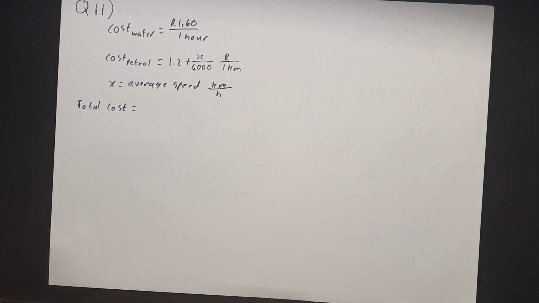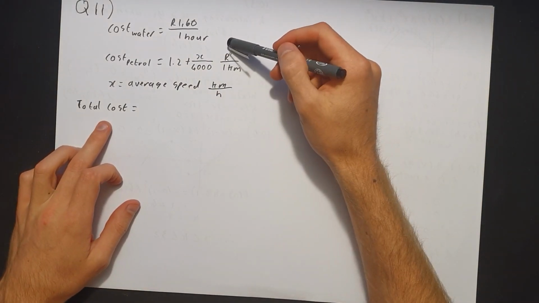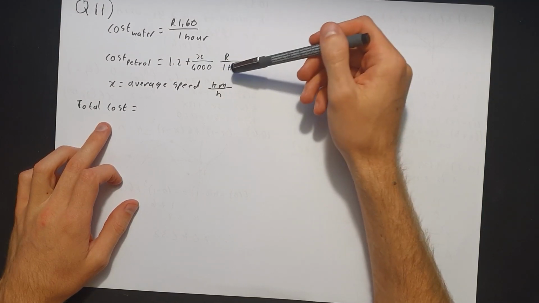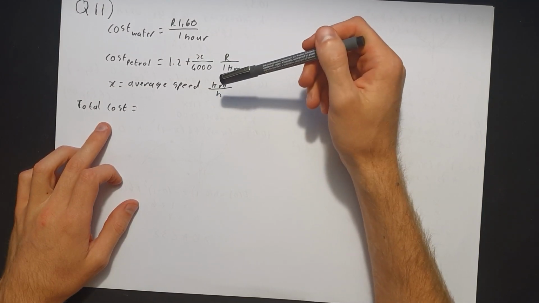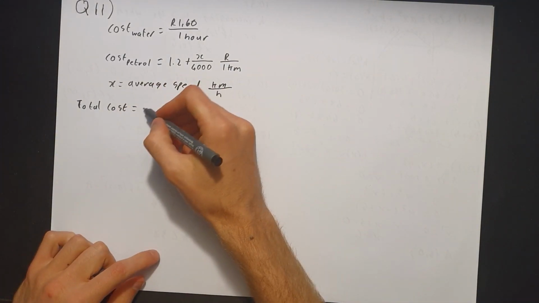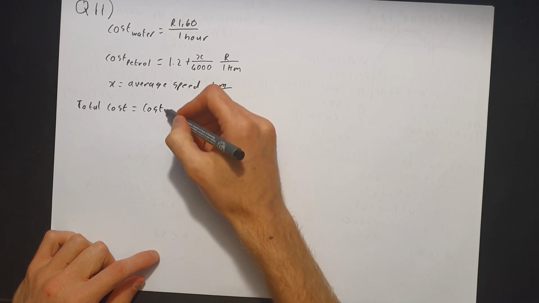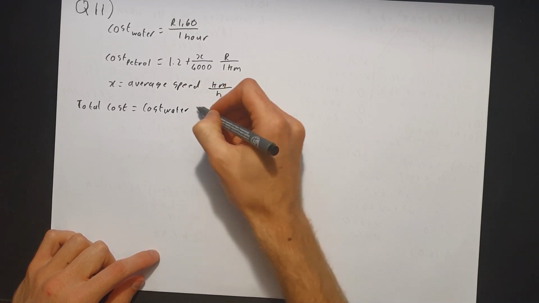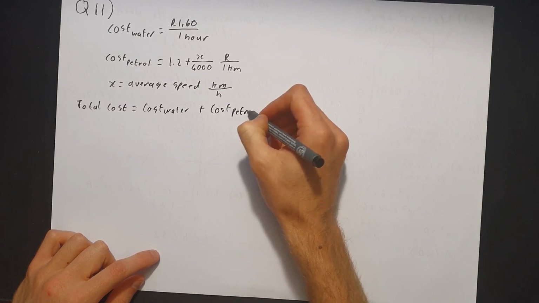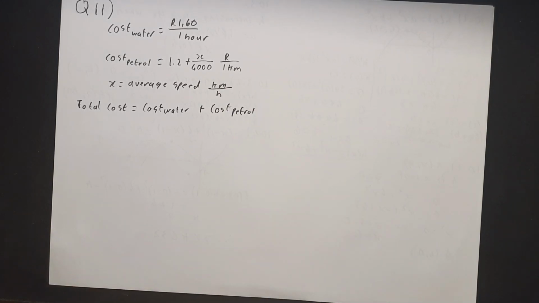So we're going to need total cost, which means we need a unit of rands. Okay, so we're going to have to cancel out hours and kilometers somehow. So we can see the total cost is going to be cost of water plus cost of petrol. Okay, so now how do we figure out the cost of the petrol?